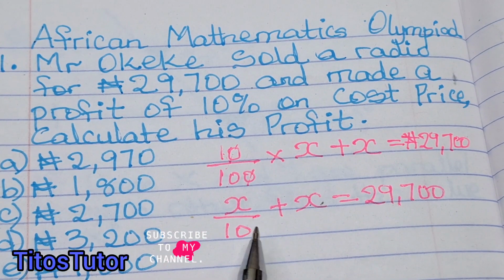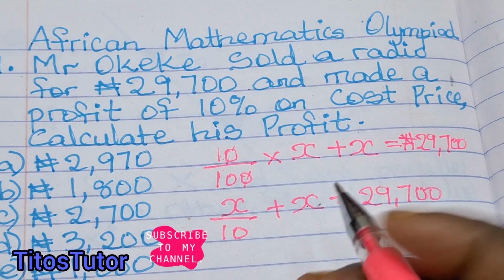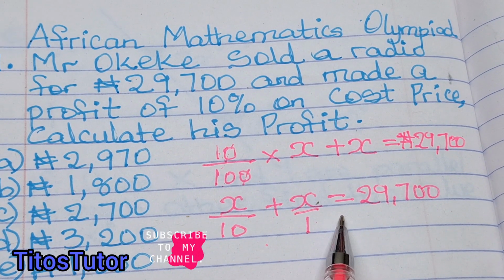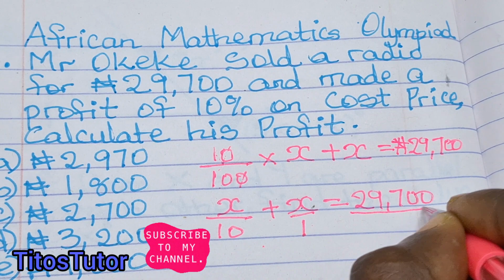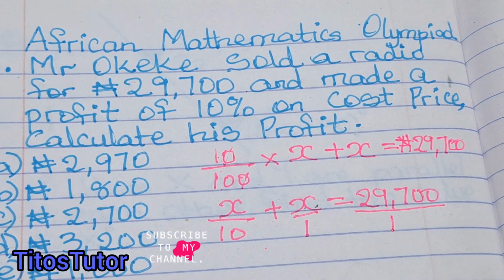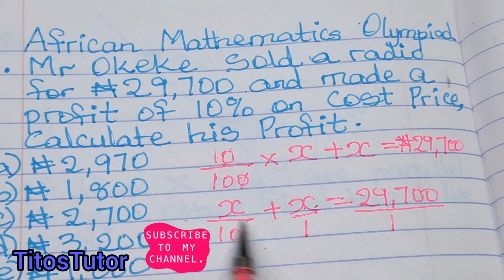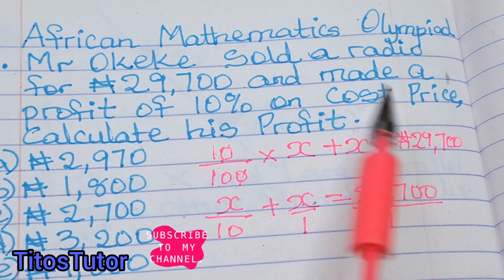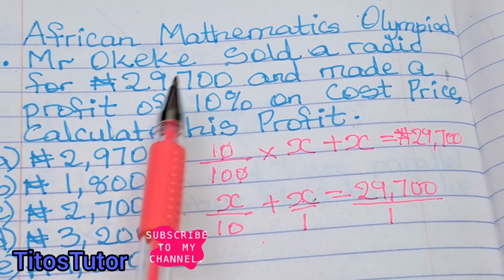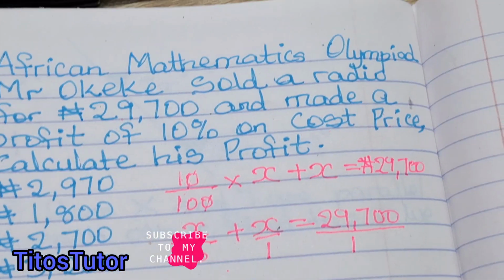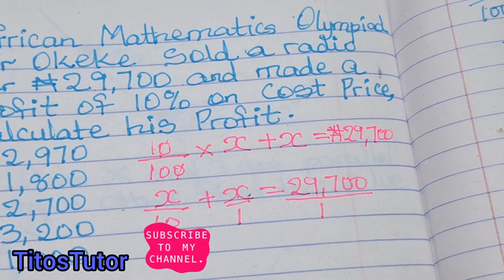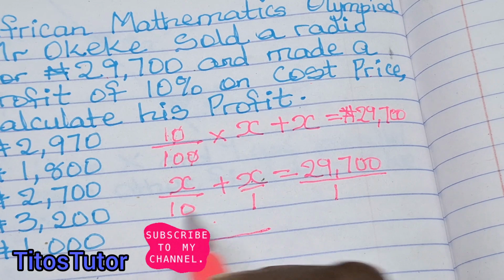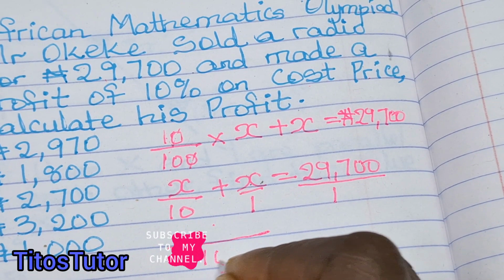29,700. Now, this is two fractions adding each other. So I'm going to simplify them into a single fraction so I can equate it to 29,700 over 1. That way, I find my x, which is my cost price. Once I'm done, I'll subtract it from the selling price and I'll get my profit. So let's do this. Okay, I'm going to find the LCM of 10 and 1. LCM of 10 and 1 is 10.